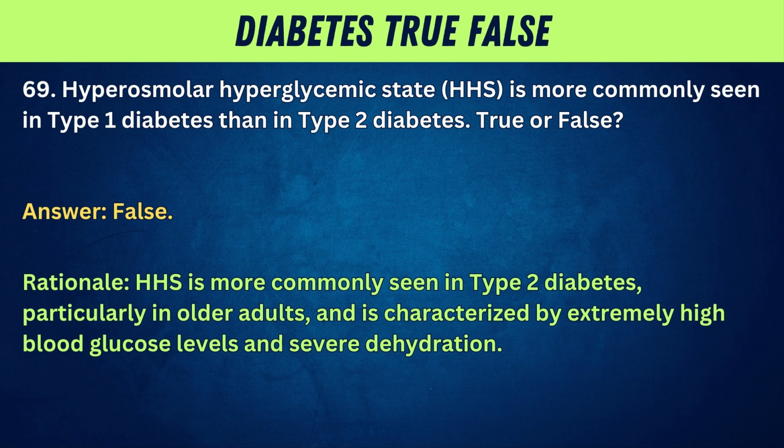69. Hyperosmolar hyperglycemic state, HHS, is more commonly seen in type 1 diabetes than in type 2 diabetes. True or false? Answer: false. Rationale: HHS is more commonly seen in type 2 diabetes, particularly in older adults, and is characterized by extremely high blood glucose levels and severe dehydration.